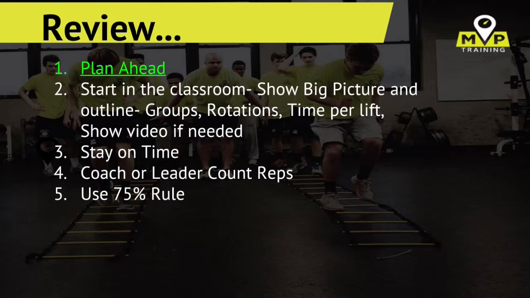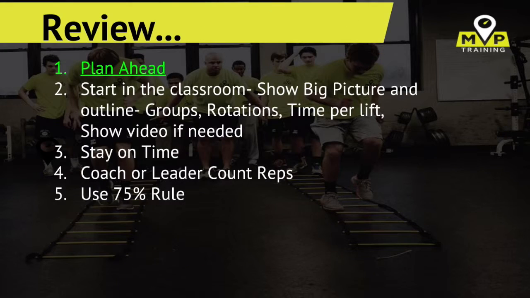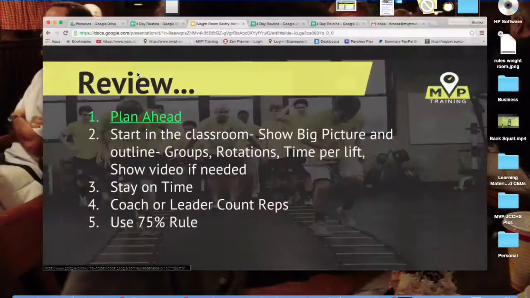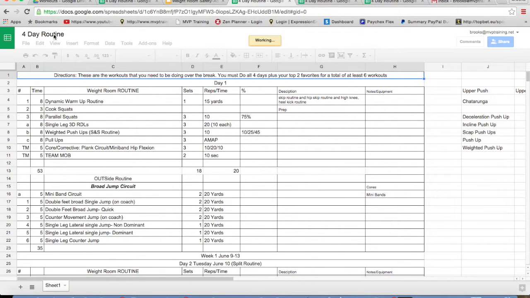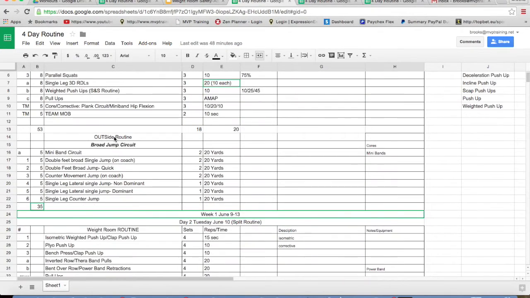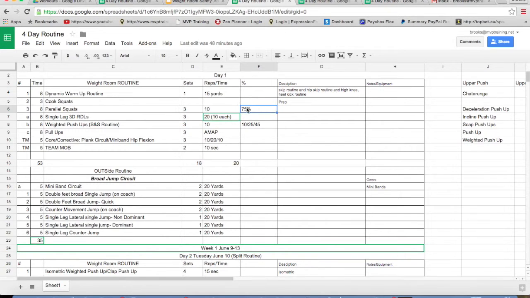All right, so in review, in addition to, make sure you're planning ahead. Most coaches do this. Have a big picture in mind. If you're going to work out 4 days a week, have those 4 days a week planned out. Are those 4 days a week every week going to look the same, or are they going to be different? How are they going to progress?